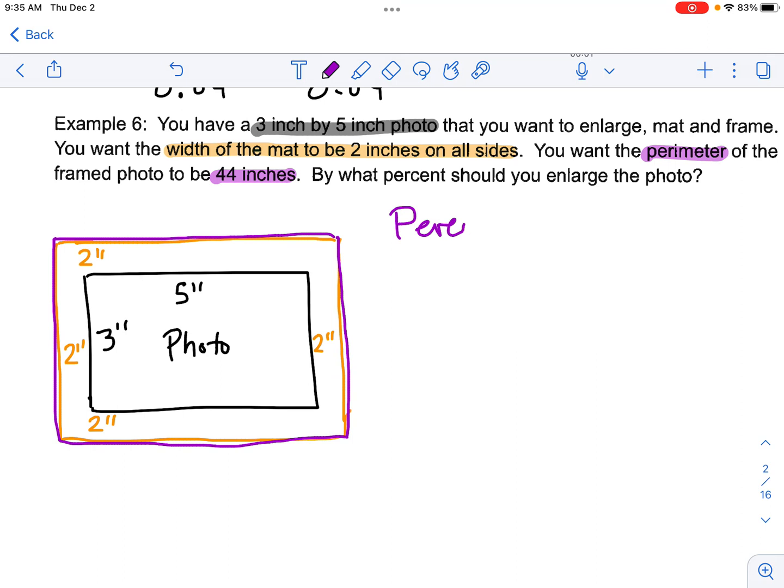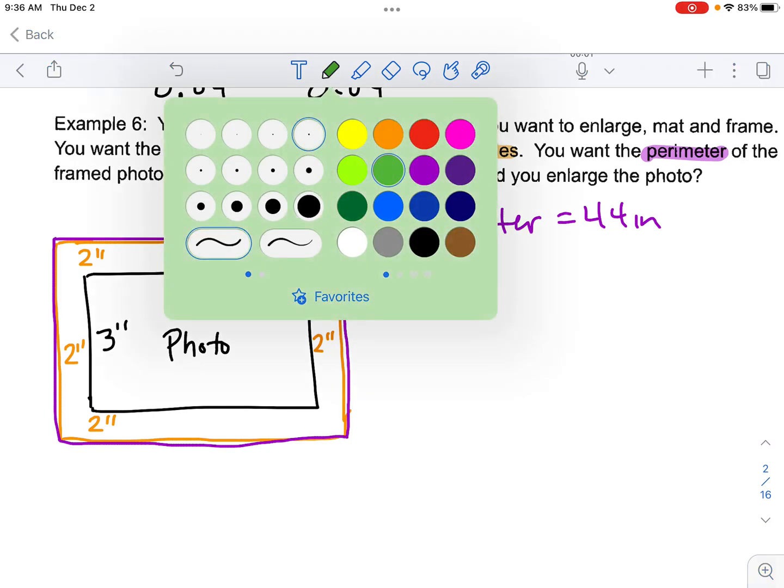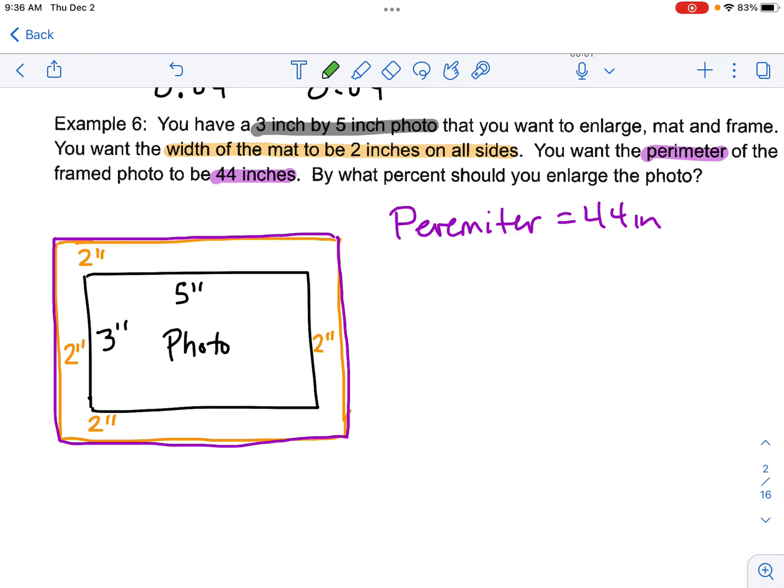So the perimeter is 44 inches. And if you notice with the dimensions I have, if I just keep it at a 3x5 photo, we're not going to have 44 inches all the way around. So they mentioned that they want to enlarge the photo.